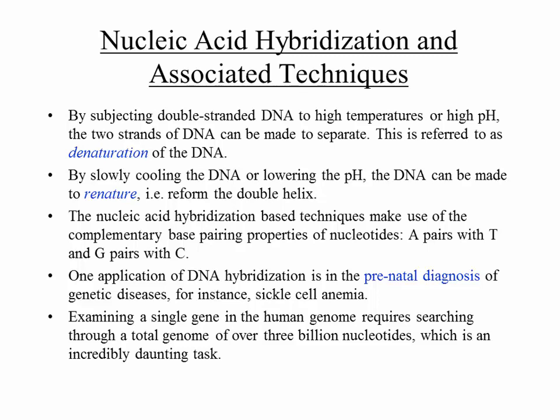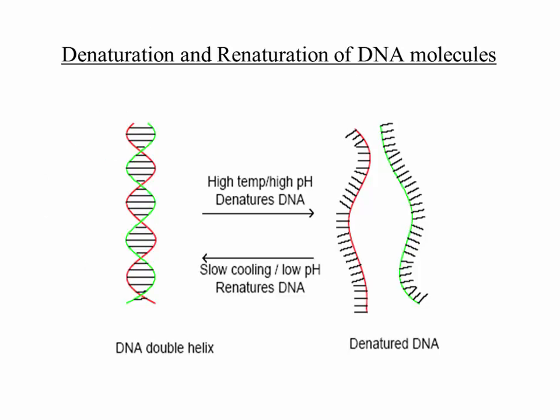One application of DNA hybridization is in the prenatal diagnosis of genetic diseases, for example, sickle cell anemia. Examining a single gene in the human genome requires searching through a total genome of over 3 billion nucleotides, which is quite challenging if you're looking for it. But if you use hybridization, you could come up with a probe for the normal globin gene and a probe for the mutated globin gene, and then carry out the detection. I think we're running out of time. Let's stop here for today. I just want to stop with this picture.